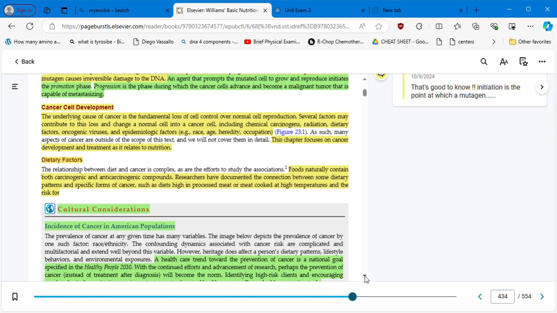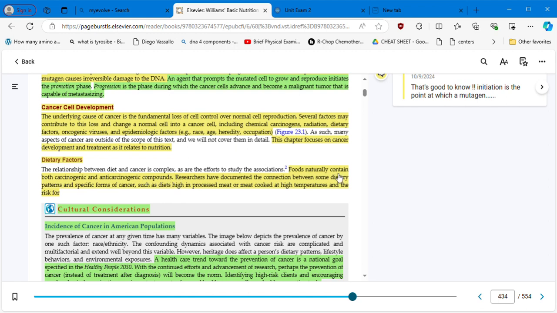What occupation, doctor, is epidemiologic? For example, the rescuers at 9/11, okay, they were inhaling these products, and their occupation became their highest cancer risk, right? Most of them are having lung cancer right now. So this chapter focuses on cancer development and treatment, and it relates to nutrition. Dietary factors: food naturally contains both carcinogenic and anti-carcinogenic compounds.